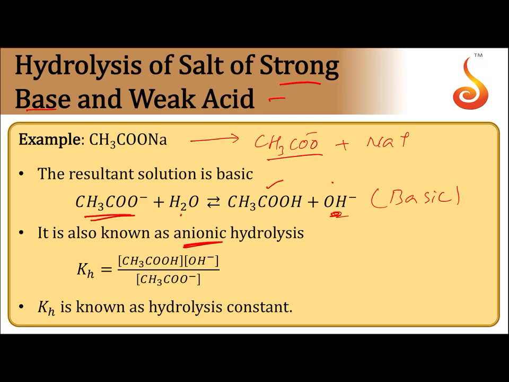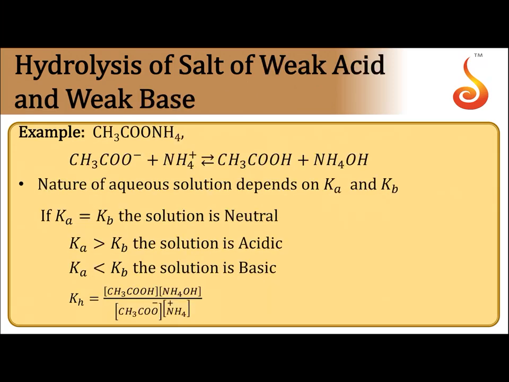Hydrolysis constant is given by the product of acetic acid and OH minus ions divided by acetate ions, where Kh is called hydrolysis constant. Then comes the third salt, salt of weak acid and weak base.